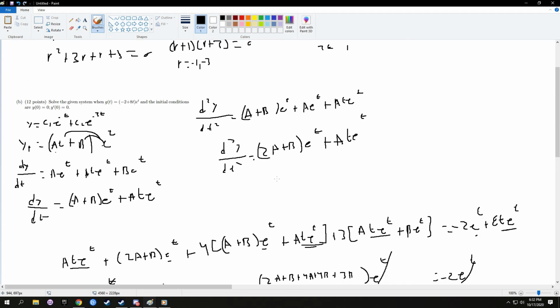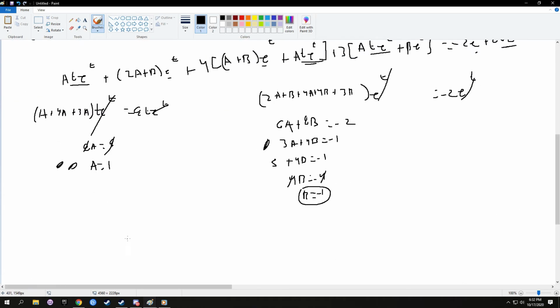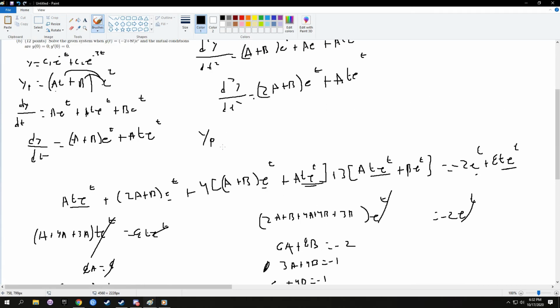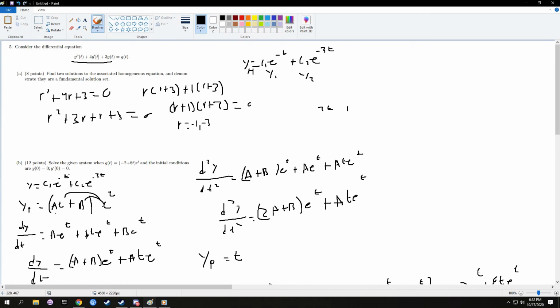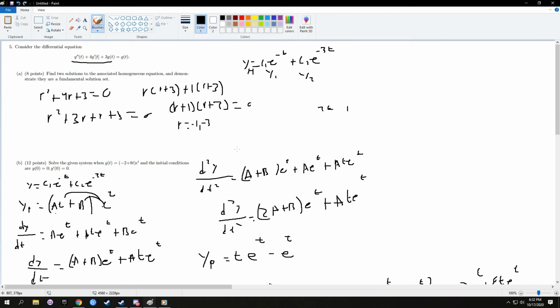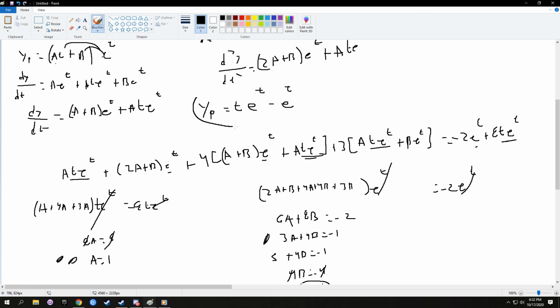Am I done? No. Now I can say, okay, my y particular will equal, I guessed it right here, so it would be t, and it also wants me to solve these equations, so it would be t e to the t minus the particular was right here, so minus e^t. Okay, so now I want to solve the initial conditions, so I am almost out of room, so this is my y particular.